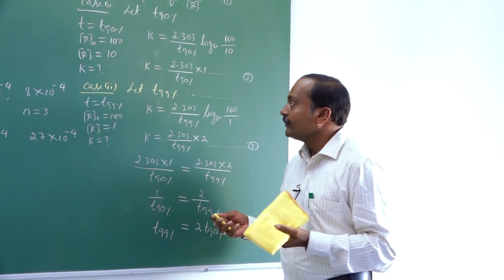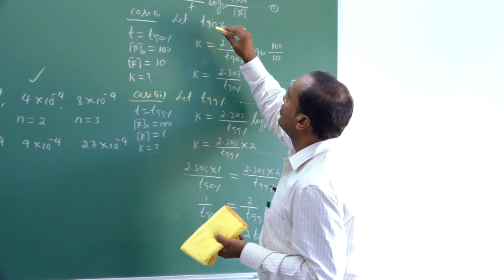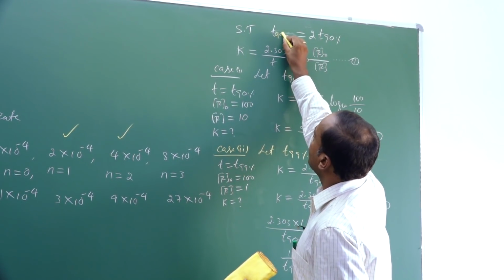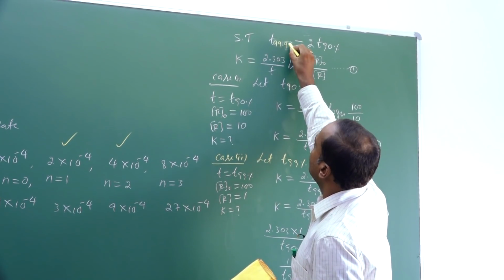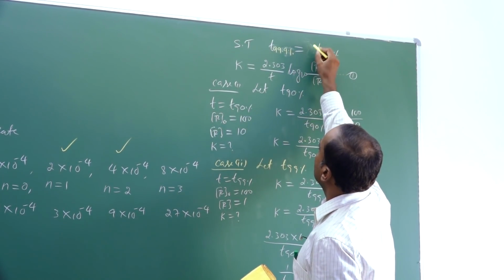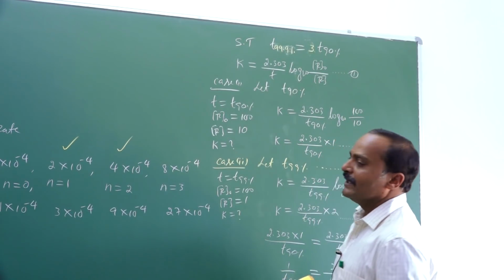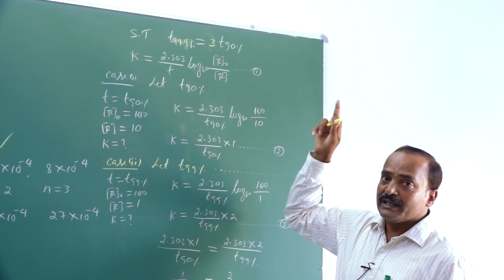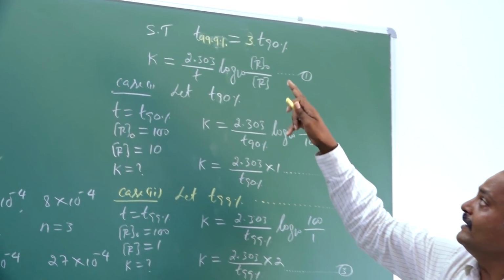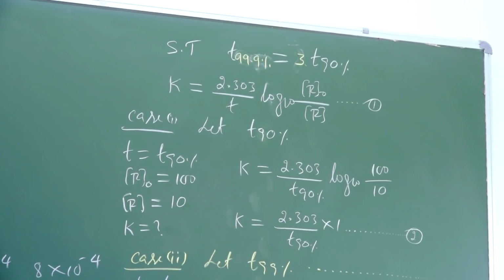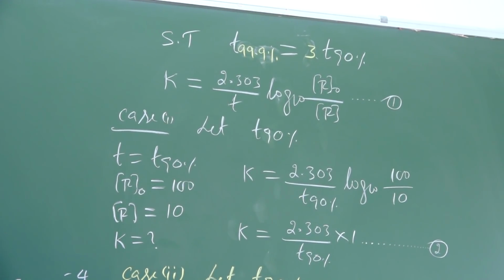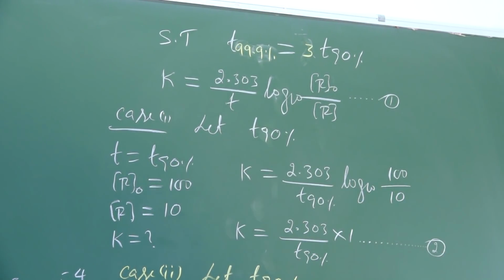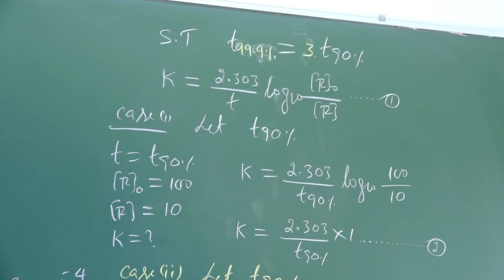One more question. In a first order reaction, t 99.9% is equal to 3 into t 90%. We know that the integrated rate equation of a first order reaction is k is equal to 2.303 by t log base 10 R naught by R.